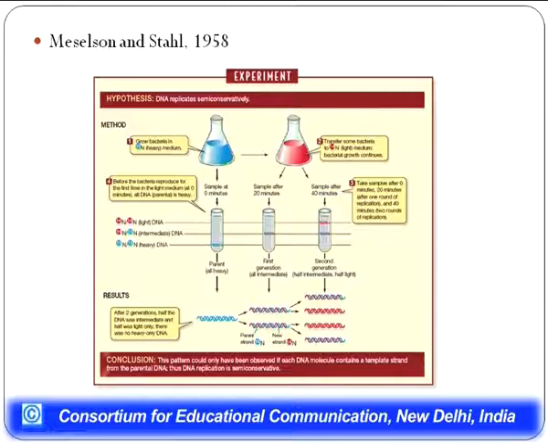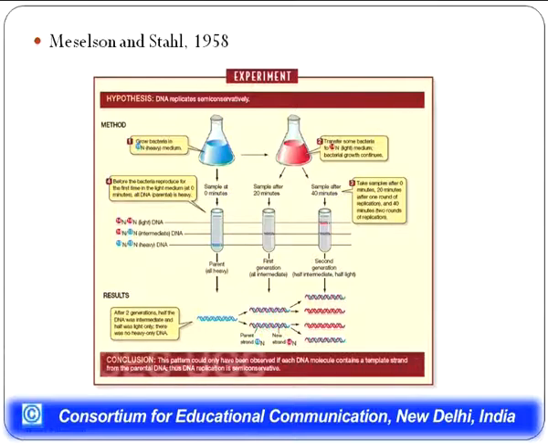So, they grew these bacteria in this particular medium having heavy nitrogen, and they took bacteria from this medium and transferred them to another medium which had normal light nitrogen containing nitrate, that is 14N. They cultured these bacteria in this light medium for 2 and more generations, and after that they isolated DNA.